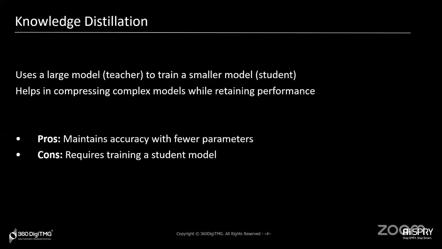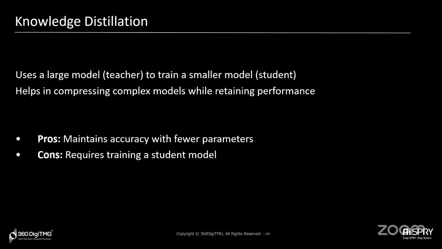Okay, then we will have knowledge distillation. Knowledge distillation is nothing but training a smaller student model to replicate the behavior of a larger teacher model. The student will learn from the teacher's soft predictions. Whatever soft predictions are made by the teacher, the student will follow. Then the soft predictions will be used to train the smaller model, and it will have some accuracy and evaluation scores. The pro of this is that it will maintain accuracy with fewer parameters.